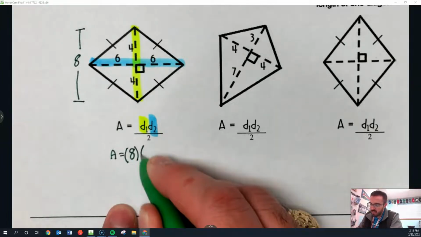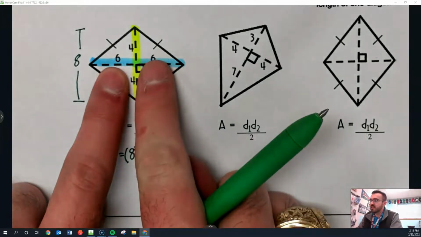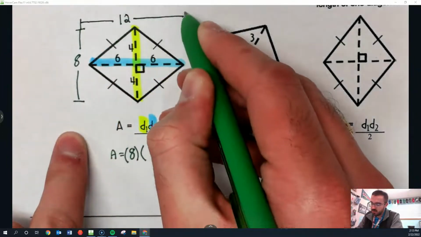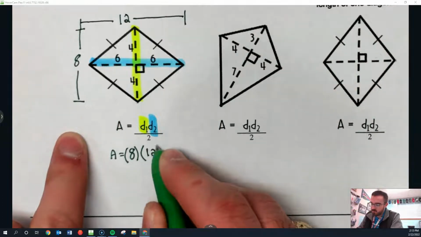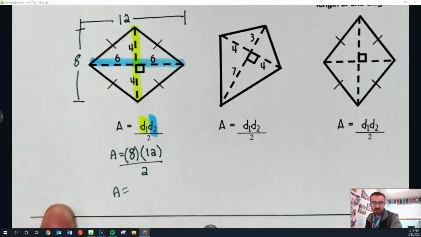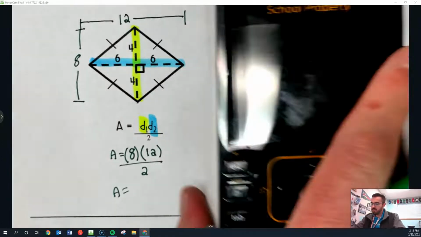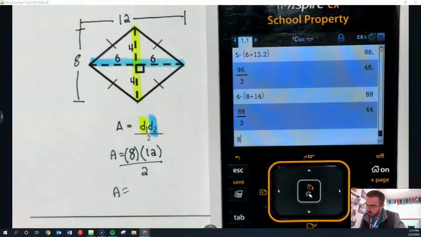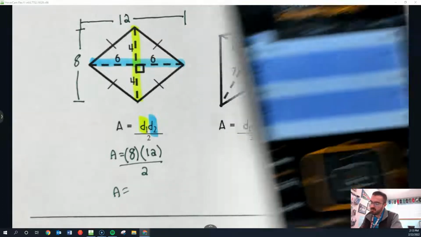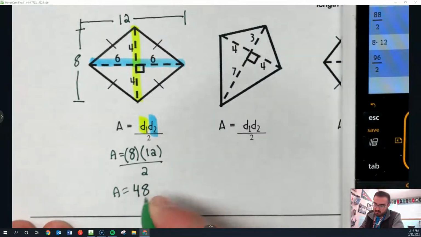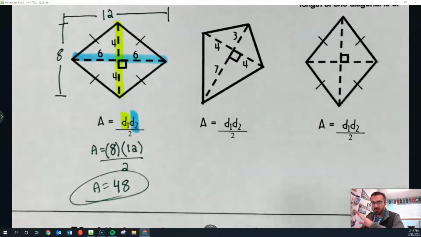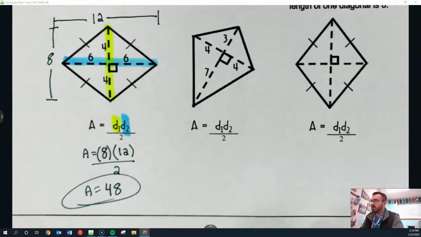So I have 8 right there, and then the blue is not just this 6, it's 6 plus 6. So the entire distance here is 12. So 8 times 12 divided by 2, actually pretty simple. 8 times 12. Again, I would do the thing where you just multiply the top and then divide it by 2. 48. Okay, area equals 48. Okay, guys, don't overstress it. If you need to rewind that and watch it again, do it.